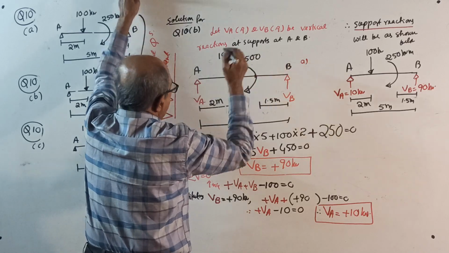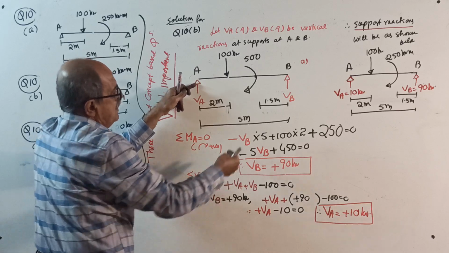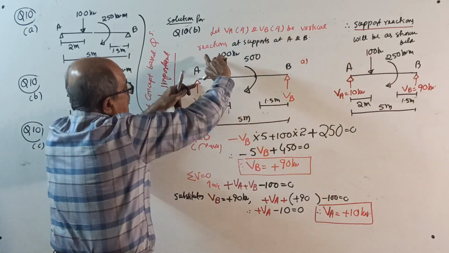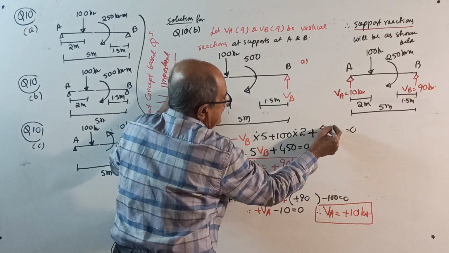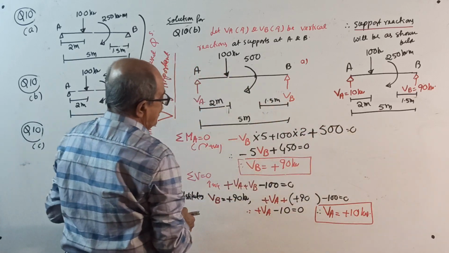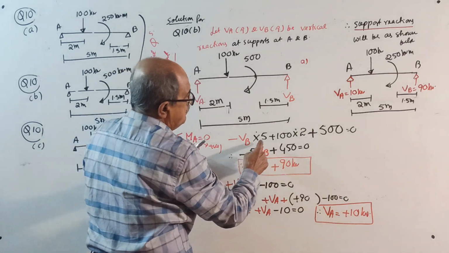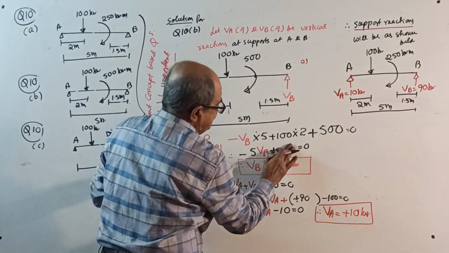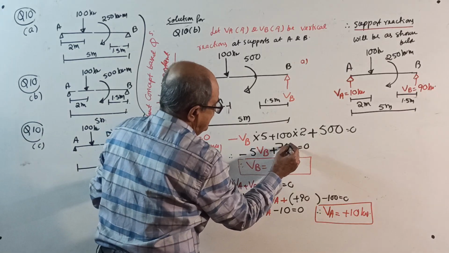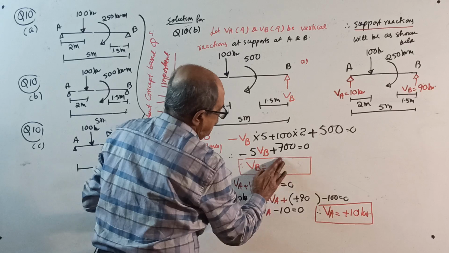See what happens now. Take moment about A. Minus VB into 5 plus 100 into 2 plus 500 equal to 0. So minus 5VB plus 100 into 2 is 200, plus 500, plus 700 equal to 0. Your VB will come.